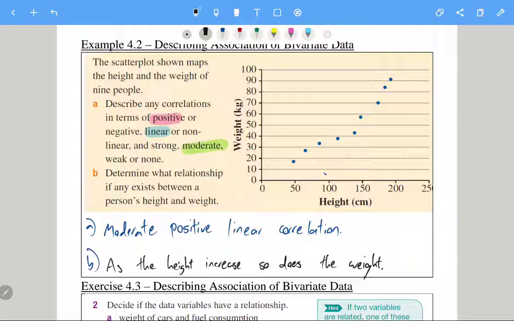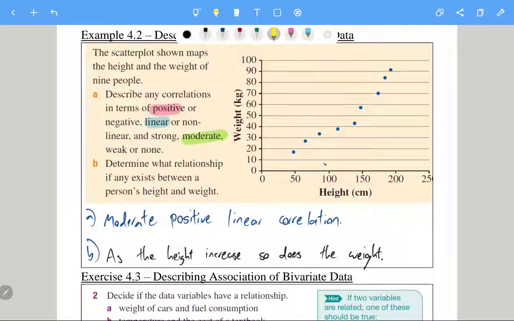Some of you might think, well, what would we say if it was not positive? Well, if it was negative, then we would say that as the height increased, the weight decreases. So it means that as one goes up, the other goes down. Positive means that they both go the same direction, whereas with a negative, as one goes up, the other would go down. Alrighty, so there we go.